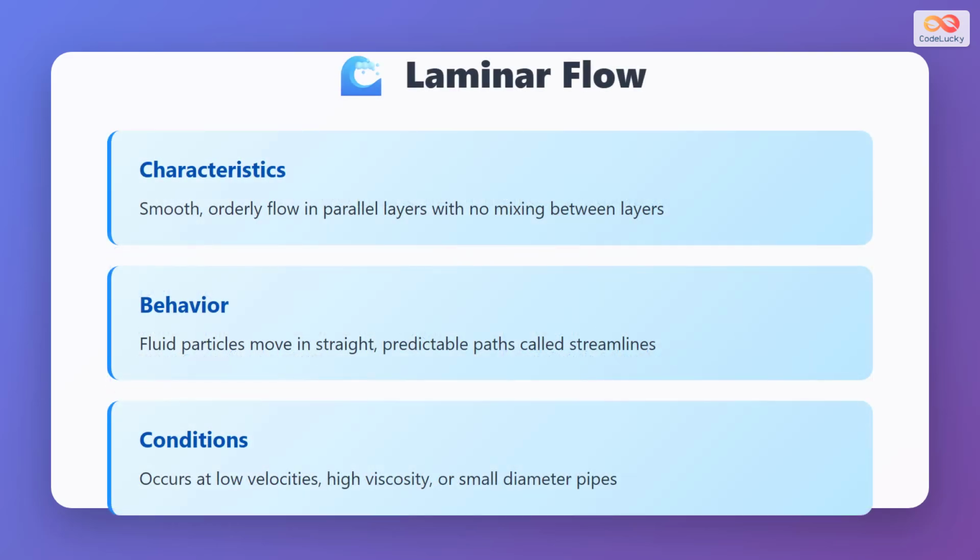Laminar flow is characterized by smooth, orderly movement. In laminar flow, the fluid moves in parallel layers with no mixing between them. Each layer glides smoothly past the adjacent layers. The fluid particles follow straight, predictable paths called streamlines. This type of flow typically occurs under specific conditions: when fluids move at low velocities, when they have high viscosity like honey or oil, or when they flow through small diameter pipes.